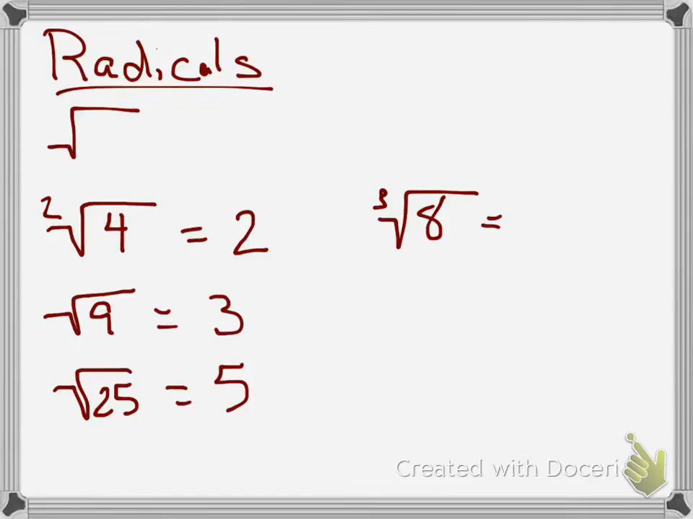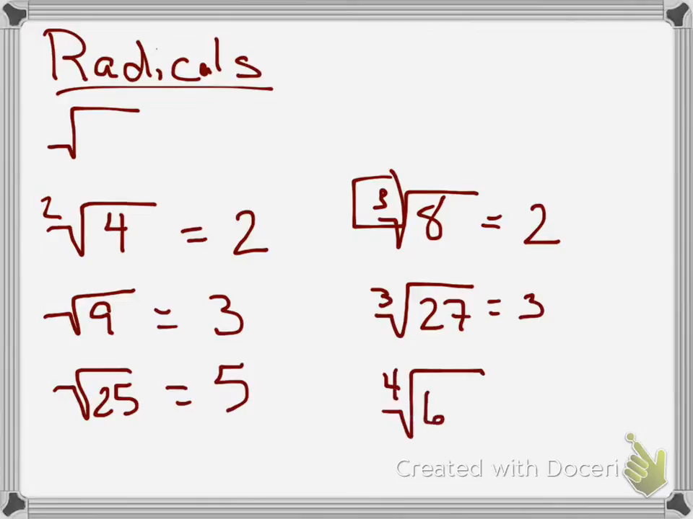At the same token, how about if I start looking at the cube root of 8? Notice here now I'm saying this, which is called an index, is equal to 3. So now I'm looking at what number times itself 3 times would give me 8. And that would be 2. The cube root of 27 would be 3.